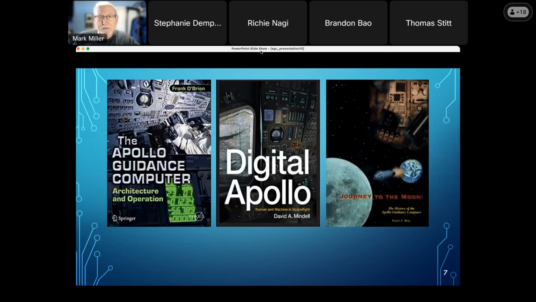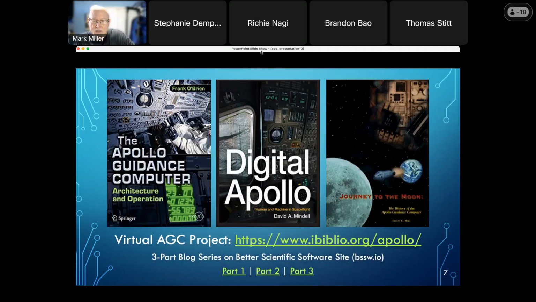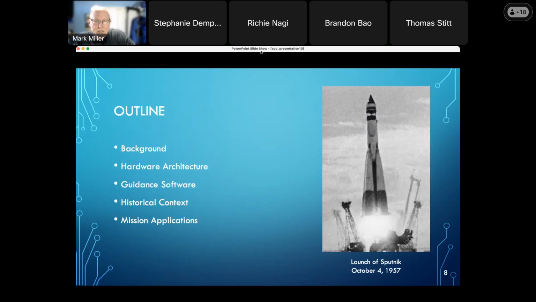These are some of the references I used in learning about this. The book on the far left, Apollo Guidance Computer, I don't know where I encountered that, but once I got my hands on that book, I couldn't set it down. I don't know if that says more about how nerdy I am or just how good that book is. There's also an online project called the Virtual Apollo Guidance Computer, and the code for the Apollo Guidance Computer is actually on GitHub. And I wrote a series of articles on the Better Scientific Software site about the Apollo Guidance Computer. So that's it with background. Now we'll get into the background of what led to the space race.